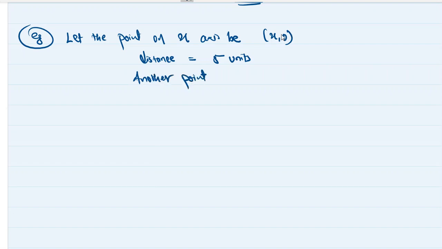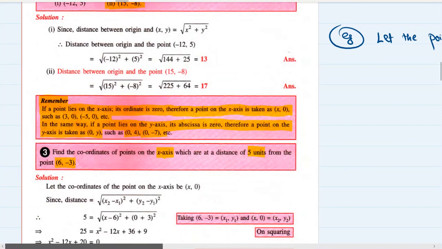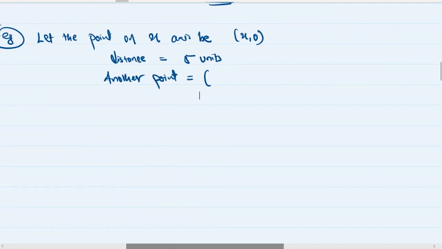So the first point is on x-axis, x comma 0. Another point is 6 comma minus 3. So from 6 comma minus 3, the distance of x comma 0 is 5 units. Okay, let's put this in the formula and find the answer. So let this point be A and this point be B.